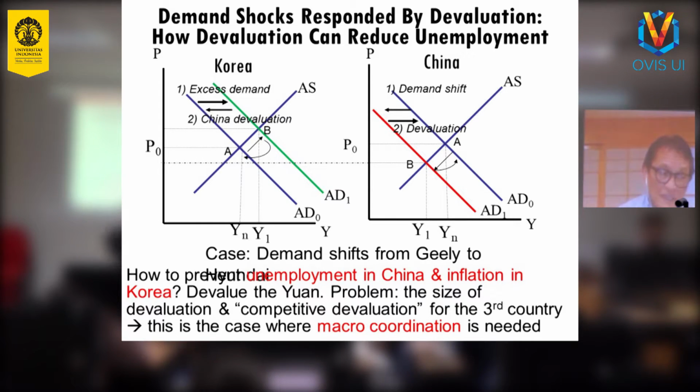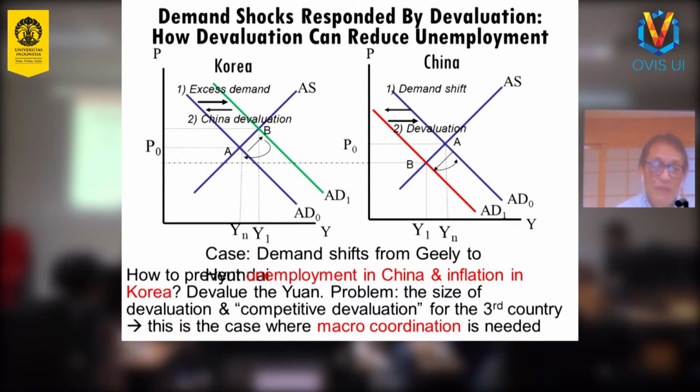So what I'm trying to say here is that you can also conduct policy on the exchange rate whenever you have problems like what I'm presenting here. Okay. Now, of course, in reality, if you do this, you need coordination. So the Chinese government and the Korean government have to coordinate. Okay. And that's why the role of macro coordination is so important.